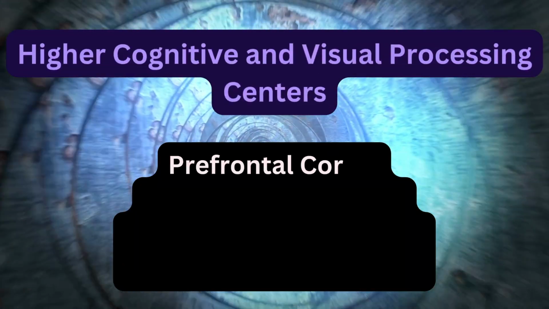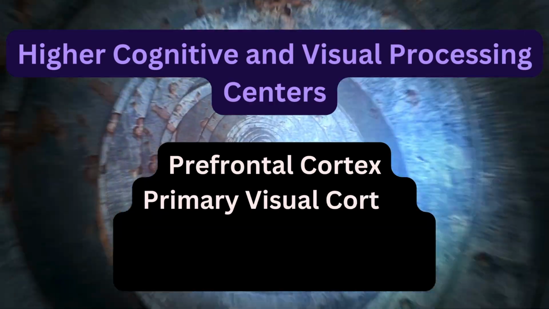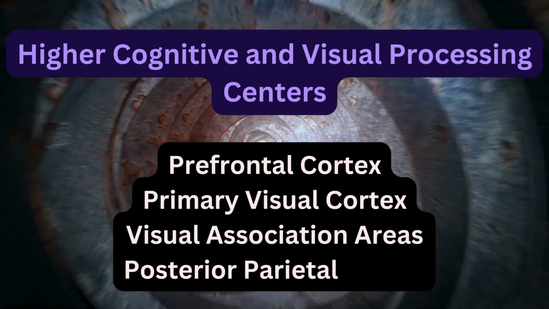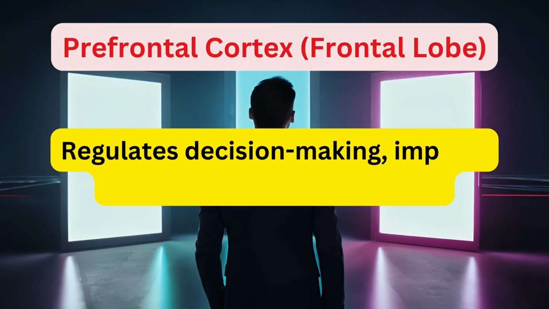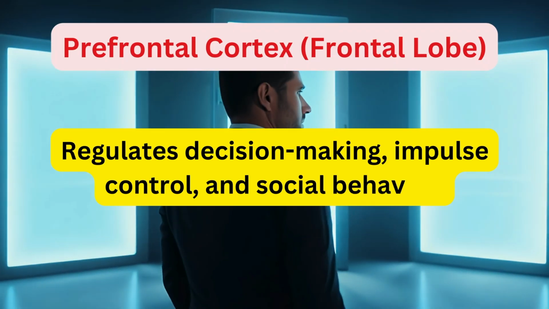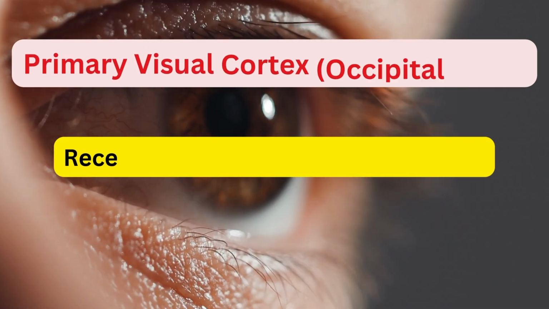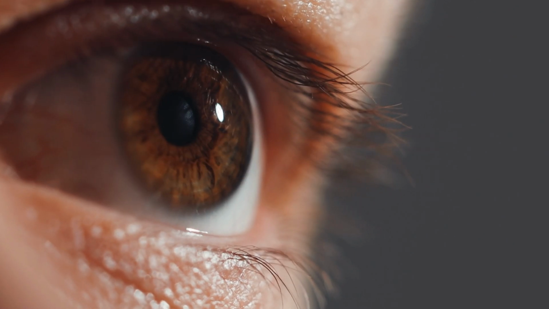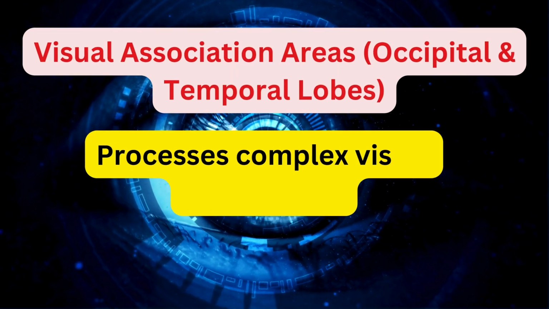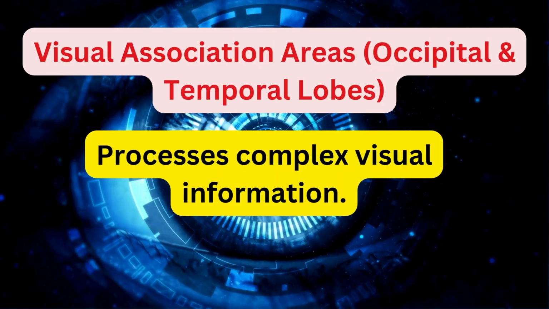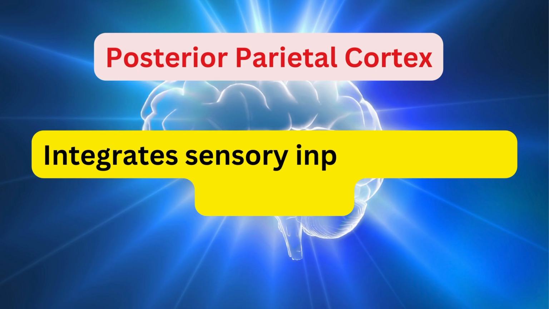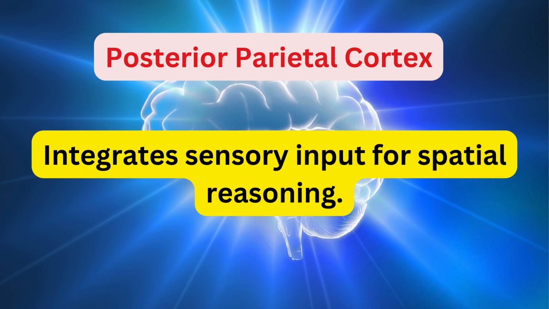Higher cognitive and visual processing centers are located within the prefrontal cortex, primary visual cortex, visual association areas, and posterior parietal cortex. The prefrontal cortex in the frontal lobe regulates decision-making, impulse control, and social behavior. The primary visual cortex, located in the occipital lobe, receives and interprets visual signals. Visual association areas in the occipital and temporal lobe process complex visual information. Posterior parietal cortex integrates sensory input for spatial reasoning.